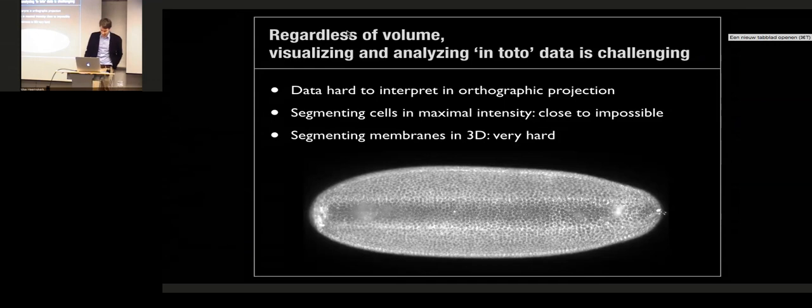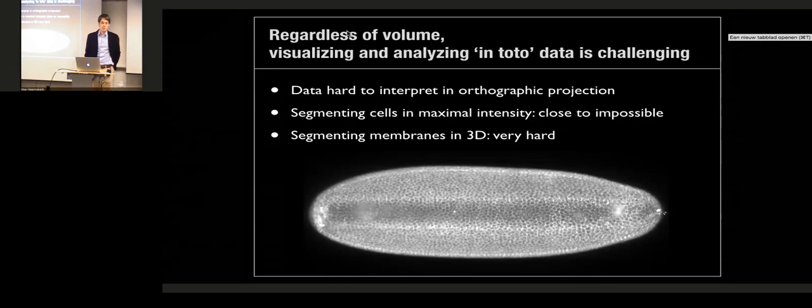As I said, it's a challenge to work with large volumes of data. But also, if you record entire organs or organisms, there are additional challenges that basically have to do with imaging a complex three-dimensional structure, and 3D analysis being hard. So, if you have a membrane-labeled embryo, and you want to see which cells are neighbors, it's very difficult to segment membranes faithfully in 3D and very costly.